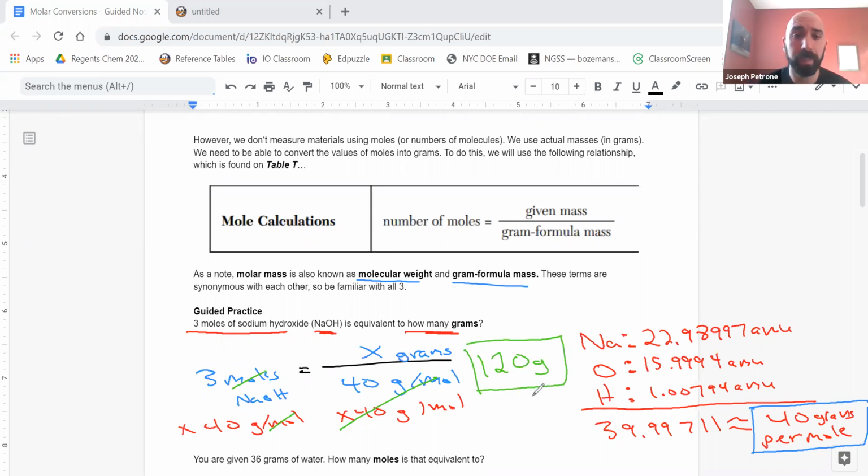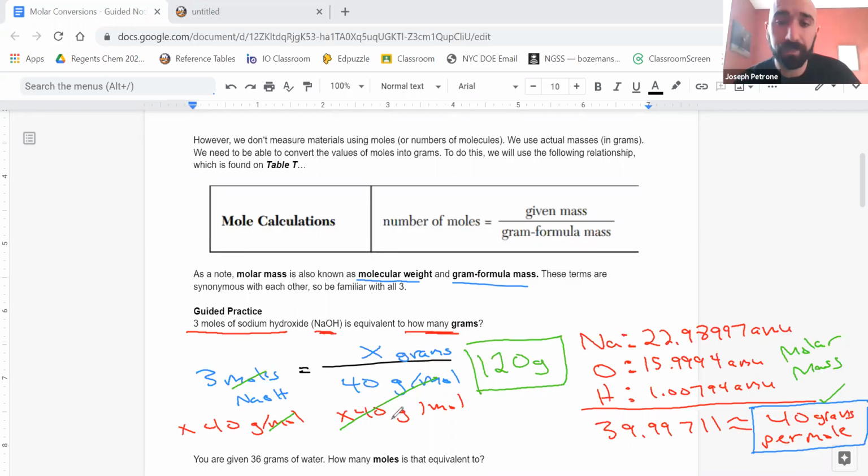Okay, so just to recap, I determined the molar mass of NaOH, and that was 40 grams per mole right here. So that was the molar mass. And then I plugged everything into the given equation. We had 3 moles as our number of moles. X grams was our given mass, so we weren't given a mass, we were trying to find it. And then our molar mass, or our gram formula mass, we calculated before. That went down here. Plugged everything in, solved for X, and we got 120 grams is equal to our 3 moles of sodium hydroxide.